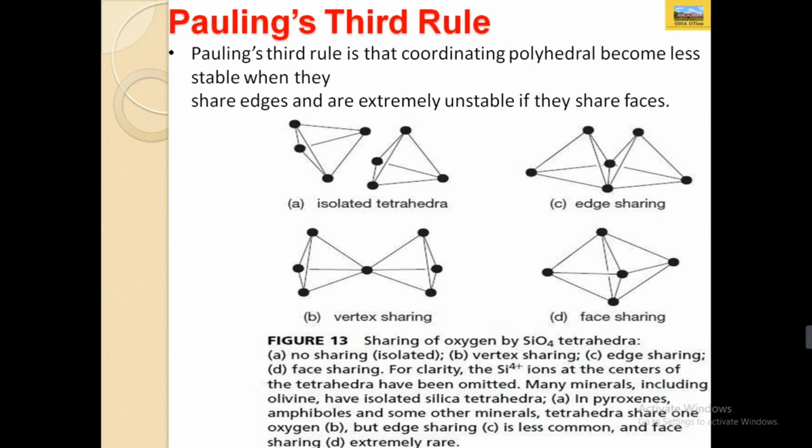Now moving towards Pauling's third rule. Pauling's third rule is that coordinating polyhedra become less stable when they share edges, and they are extremely unstable when they share faces. You can see in the figure that when the polyhedra share faces, that is the most unstable compared to the others. When they share edges, that is more stable than face sharing. Similarly, when the polyhedra share corners, it is more stable than edge sharing and face sharing. Similarly, isolated tetrahedra are the most stable.